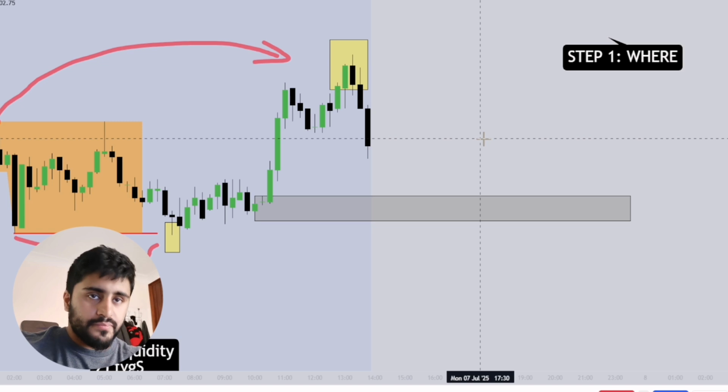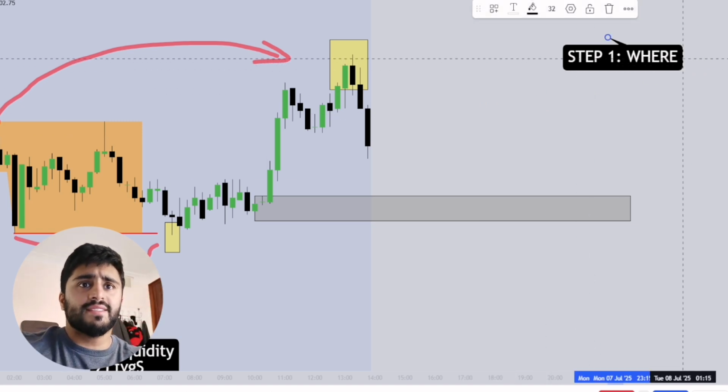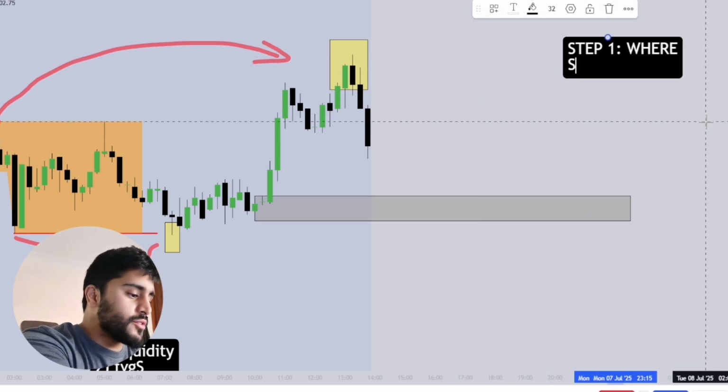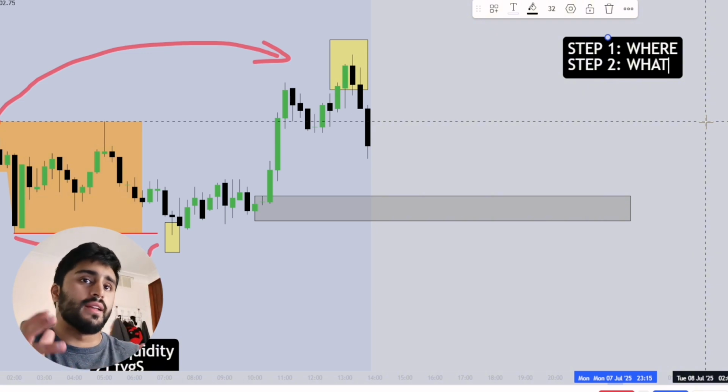That is step one. Now, once you have your step one, the next thing you're looking for is step two. Step two is generally quite simple. You're just looking for an entry inside, right? So what are you looking for? That is the what.